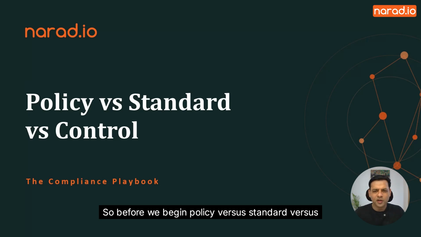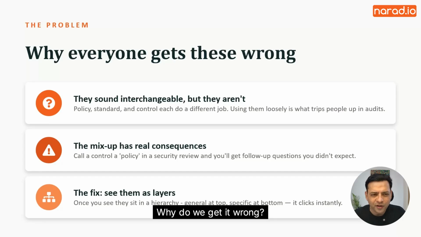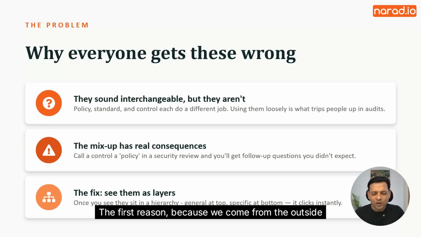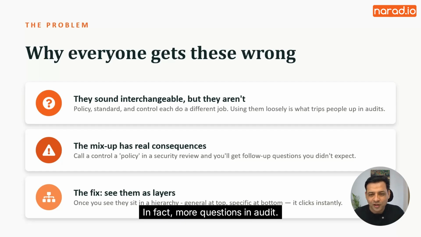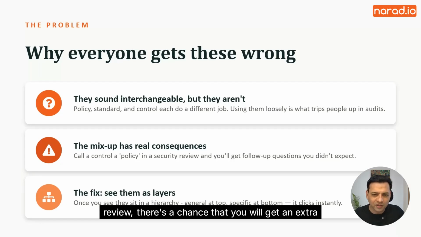So, before we begin, policy versus standard versus control, let's understand the exact problem. Why do we get it wrong? The first reason, because we come from the outside world and all these terms sound very much interchangeable, but actually they are not. Each of these terms, policy, standard, control, does a different job. And if you use them loosely, you can get a lot of findings in audit, in fact, more questions in audit. So the mix-up has real consequences. Like if you call out a control as a policy in a security review, there's a chance that you will get an extra point or an extra question in audit, which no one wants.